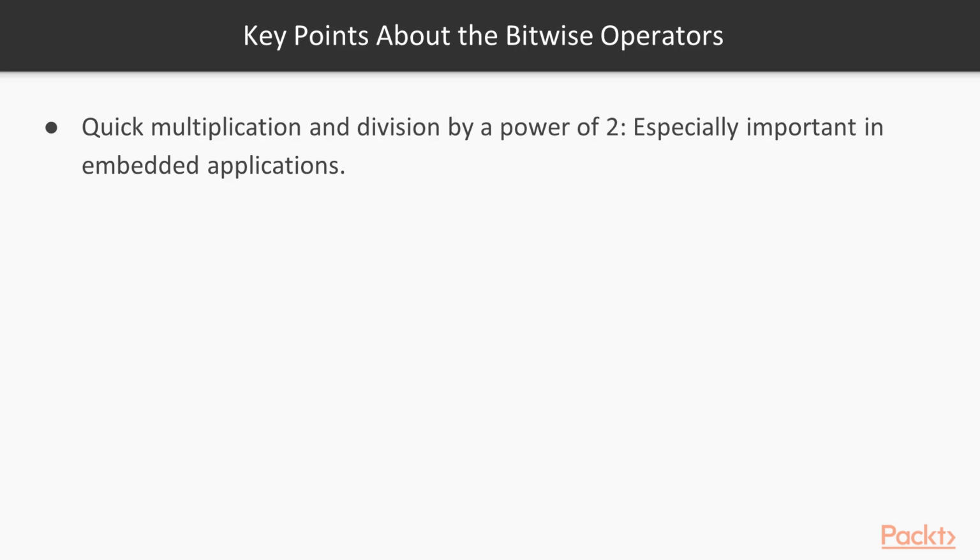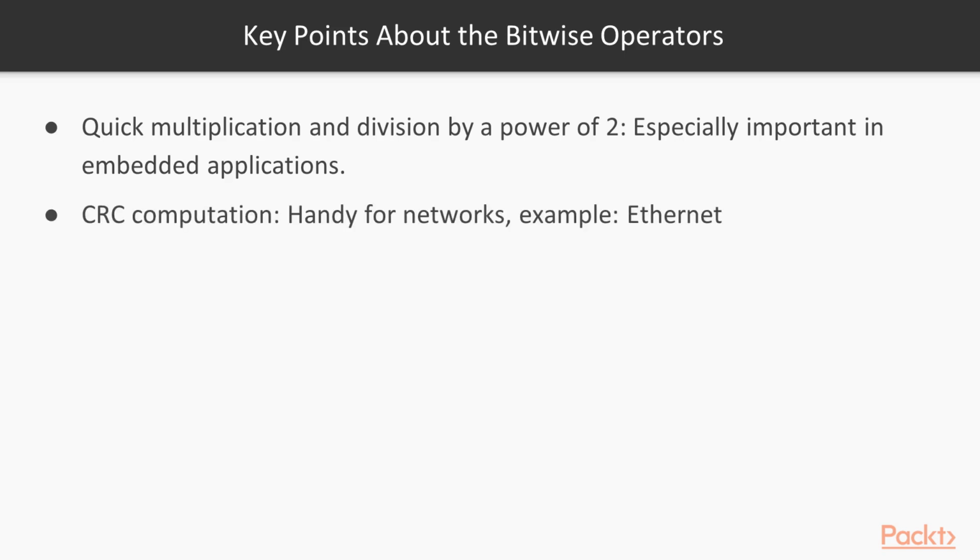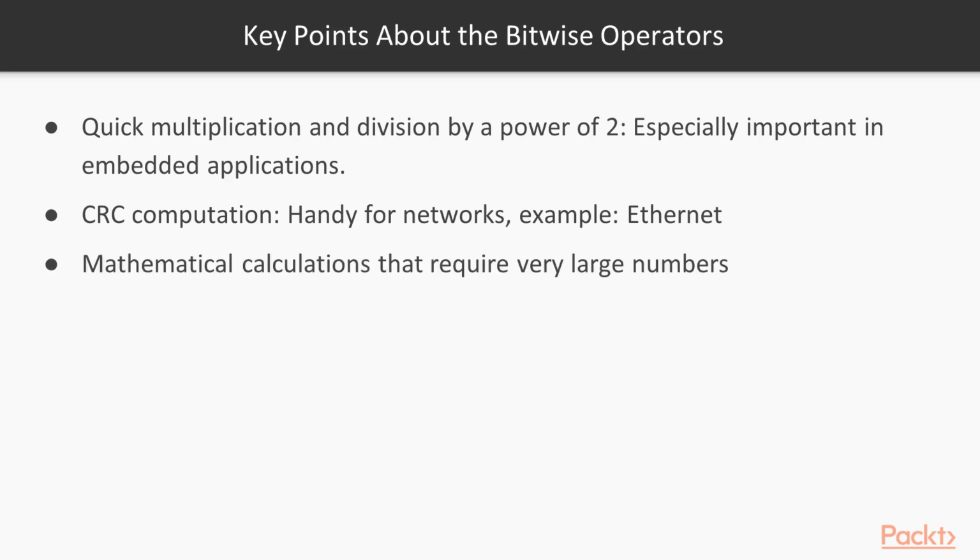And it's really important for embedded applications if you want to try and save cycles, or CPU cycles. We can use this for CRC, which is cyclic redundancy checking. It's really great for making sure your data is sent correctly across networks. It's also used for checking credit cards and things like that, which is handy for day-to-day. Also, people use them for mathematical calculations, where you're just trying to reduce the amount of memory used for very large numbers.